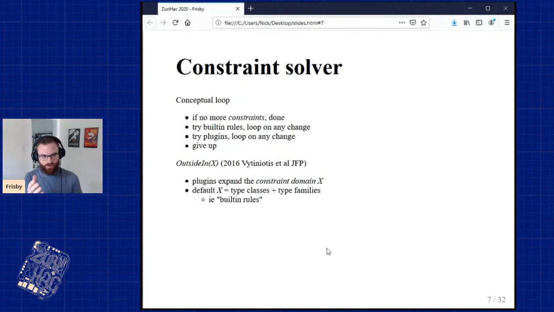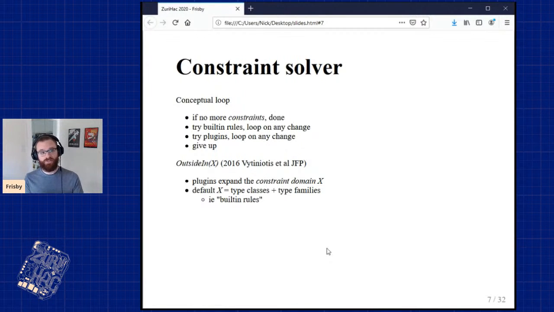And as you solve them, the constraints will change because you're simplifying them. So at some point in the loop, hopefully there are no more constraints, in which case you're done, you've solved them all. But if there are more constraints, then GHC will attempt to use its built-in rules, which I'll discuss in a bit. If any of those built-in rules fire, then essentially this conceptual loop starts over again. So it's slowly making progress. But eventually the built-in rules will be done. The constraints will be fully processed by the built-in rules.